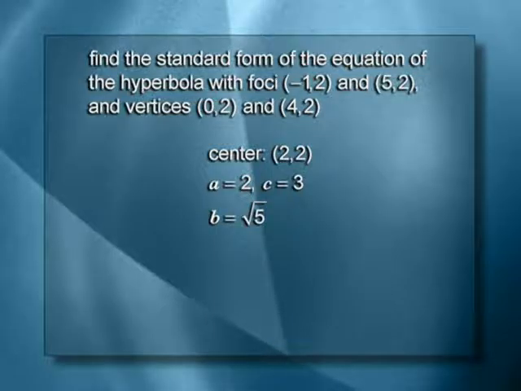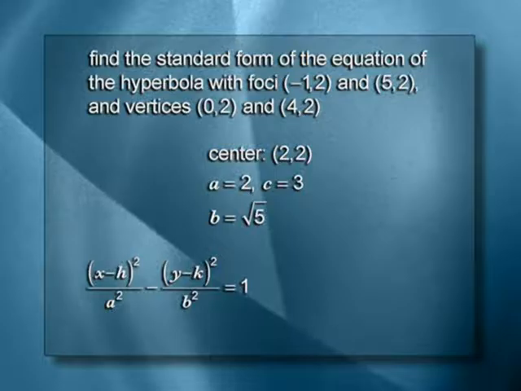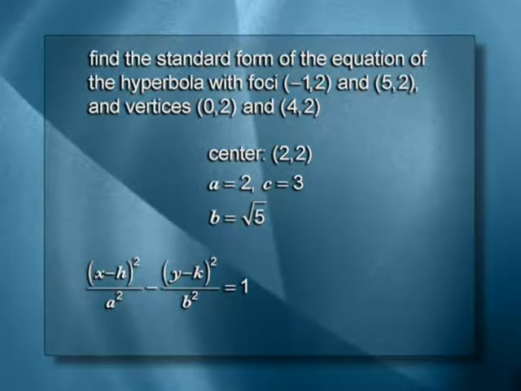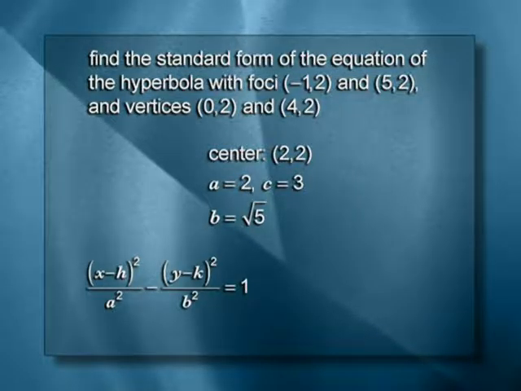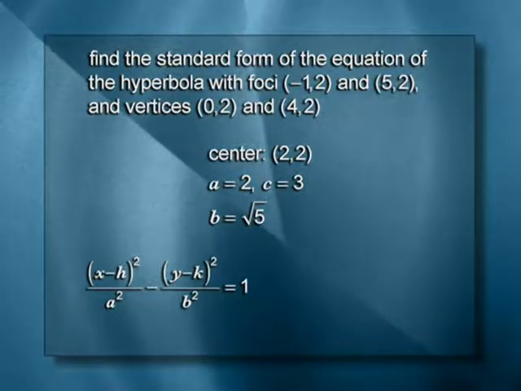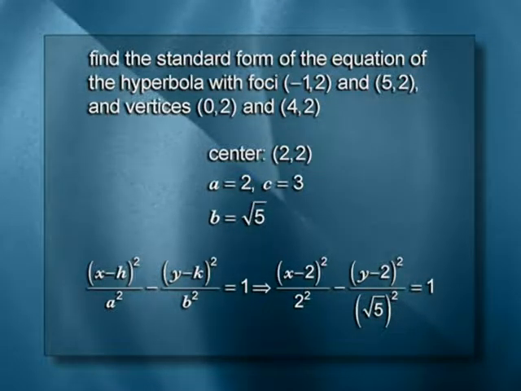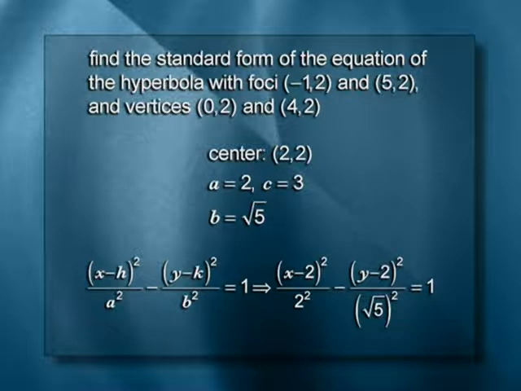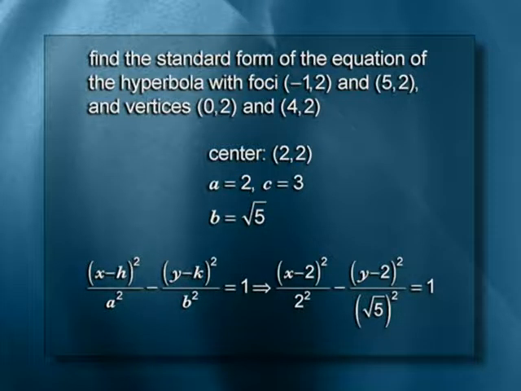Here's the final equation. It's x minus h quantity squared divided by a squared minus y minus k quantity squared divided by b squared equals 1. We know all the characters. The center was at 2, 2, so h and k are 2 and 2, so it's x minus 2 quantity squared divided by a squared, that's 2 squared, minus y minus 2 quantity squared divided by the b guy squared, so it's square root of 5 squared, also known as 5, and that equals 1.